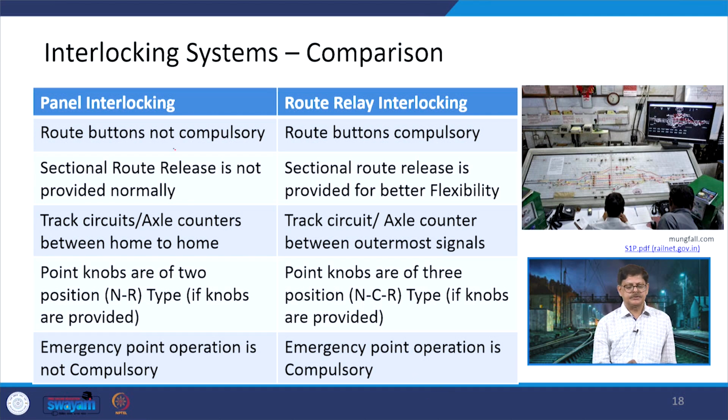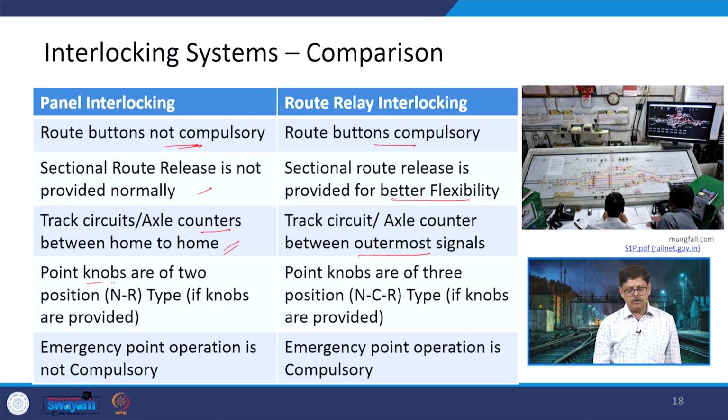Then route buttons are not compulsory because we are already working with individual capacity with all those things, but here the route buttons are compulsory for the RRI system. Sectional route release is not provided normally, but here it is provided for better flexibility. Track circuits or axle counters are provided between home to home signals. Here they are provided between the outermost signals. We will be talking about these track circuits and axle counters later.